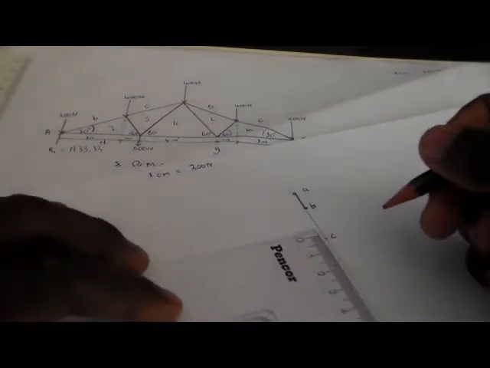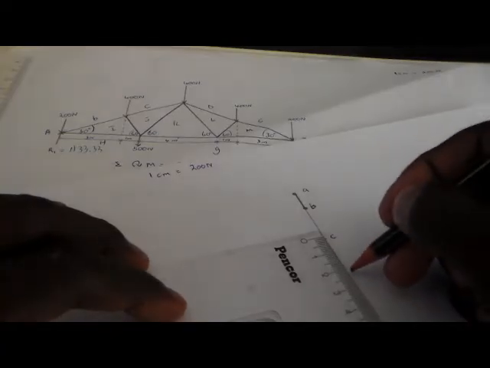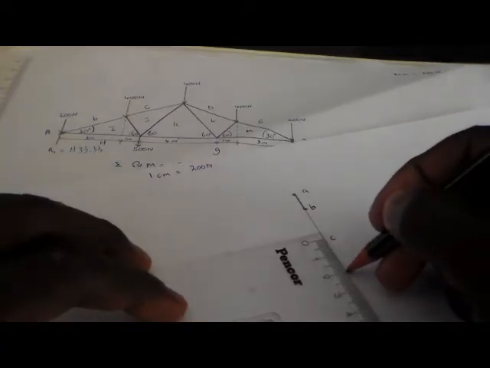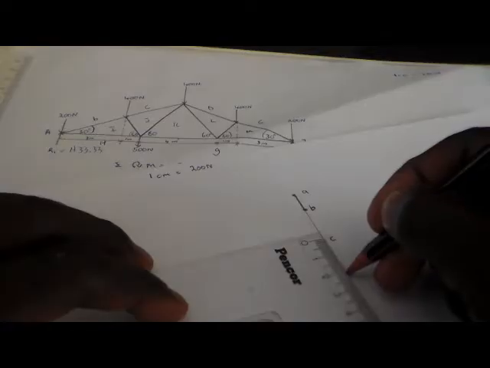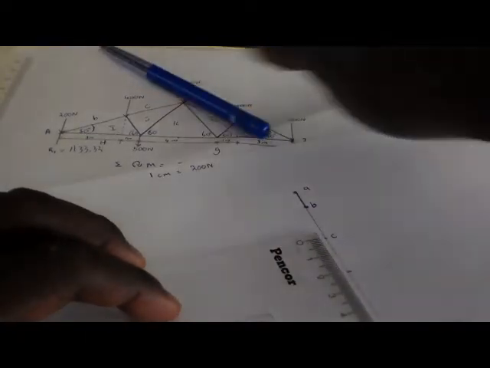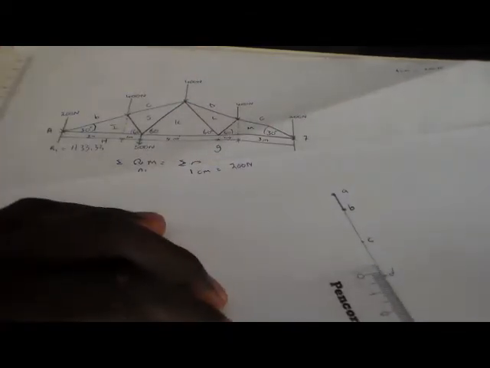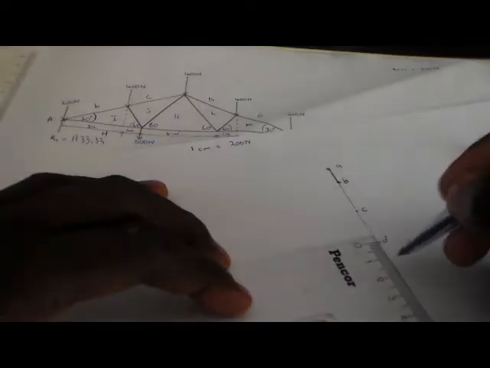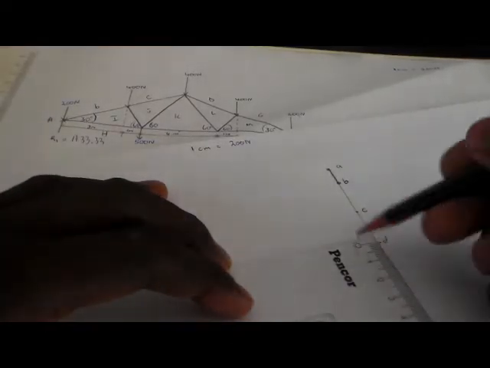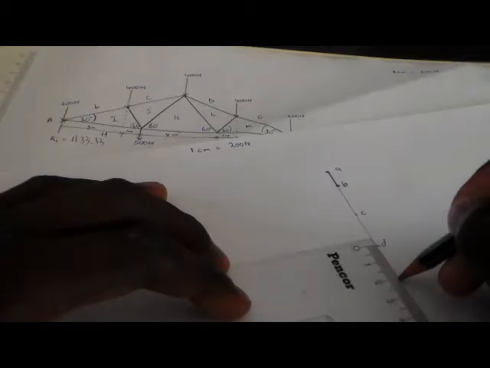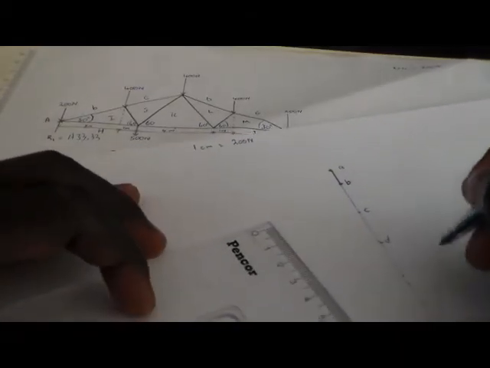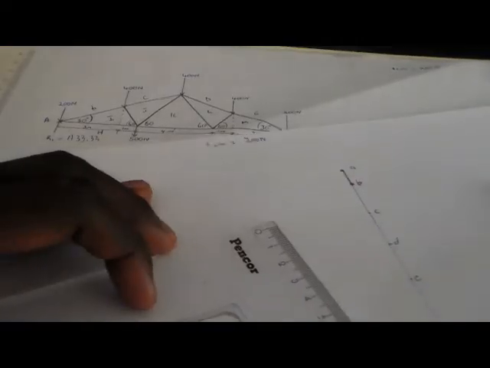Then from C to D is another 400 newton, which is going to be 2 centimeters. And this one is going to be D. And then from D to E is another 400 again, which is going to be 2 centimeters. So this one is going to be E.